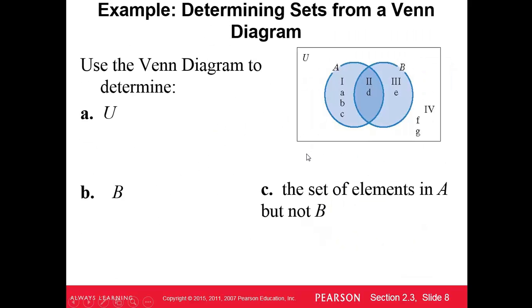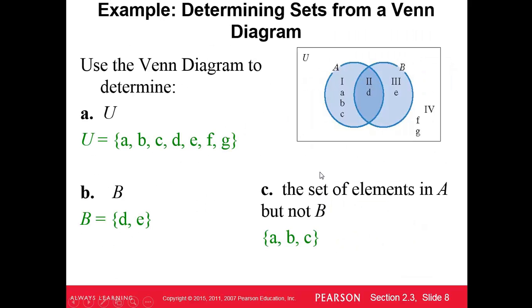In this particular Venn diagram, the universe is A, B, C, D, E, F, and G, or we might just easily call it regions 1, 2, 3, and 4. Set B contains D and E, or regions 2 and 3. Set C, the set of elements in A but not in B, would only be A, B, and C. It cannot include D because that's also in set B.